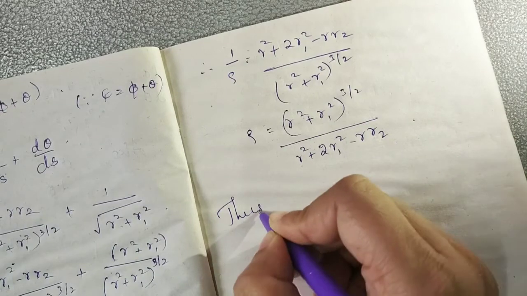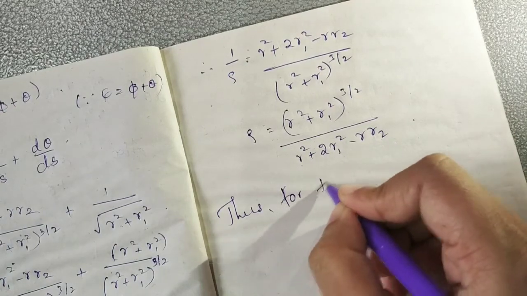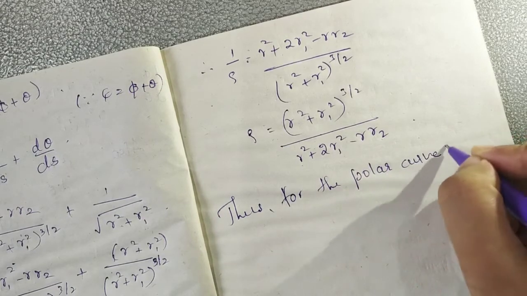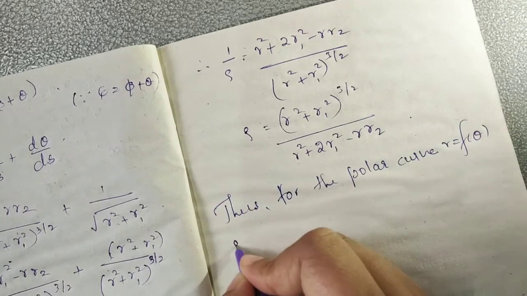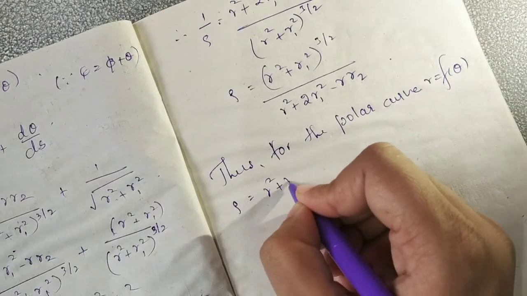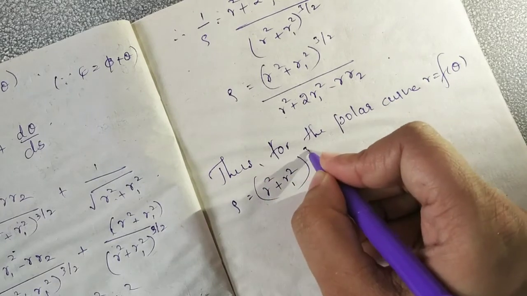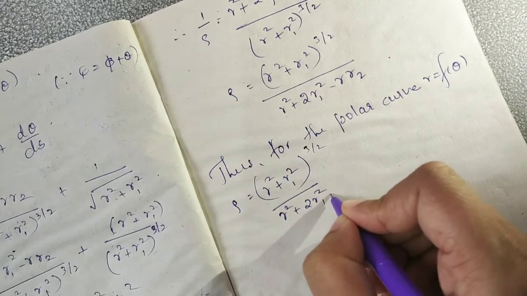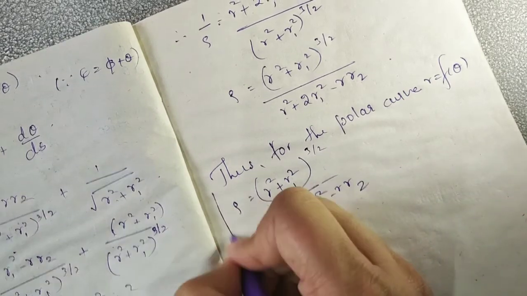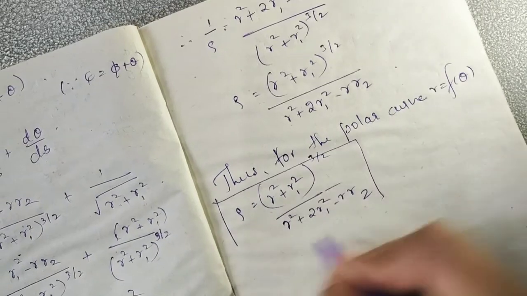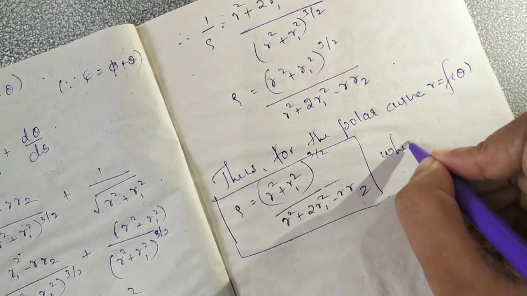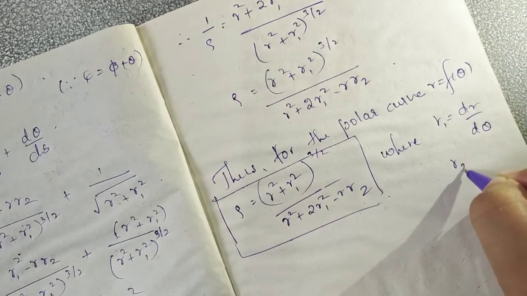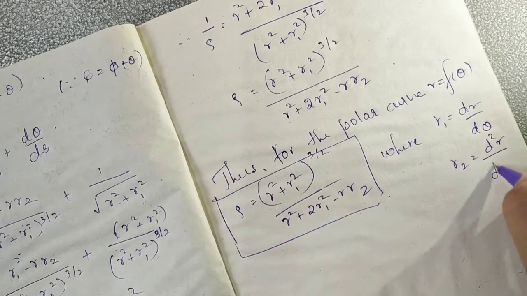Thus, for the polar curve r = f(θ), ρ = (r² + r1²) whole raised to 3/2 divided by (r² + 2r1² − r·r2). Very important formula. But you need to mention r1 = dr/dθ and r2 = d²r/dθ².